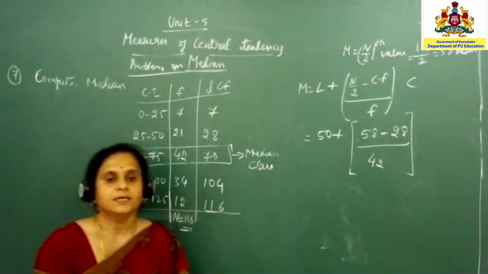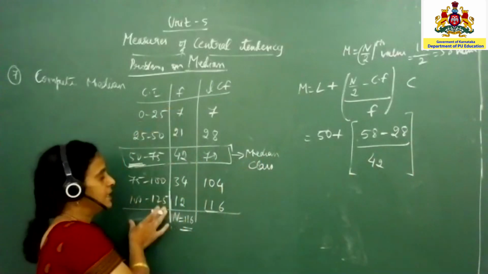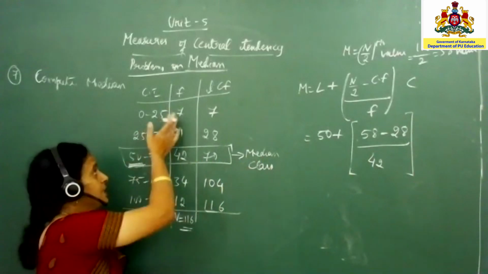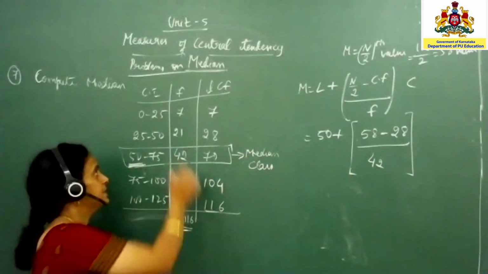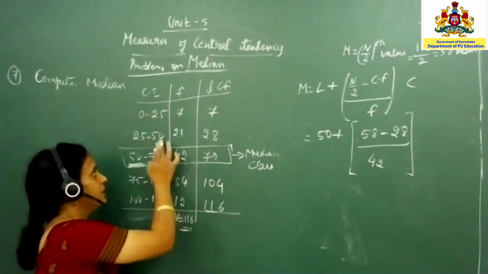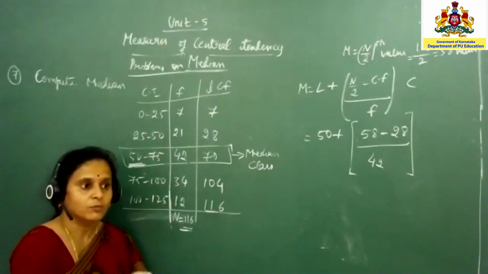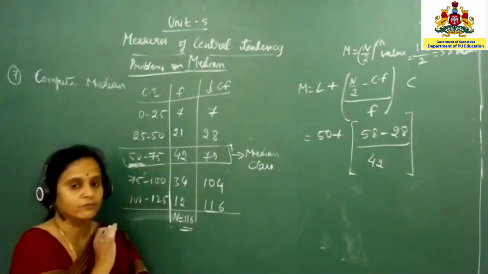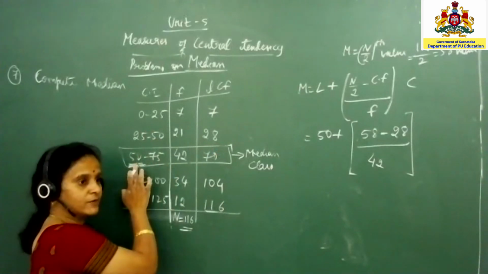What is c? c is called the width of the class interval. Here for the width, I come back to the first column. It is of exclusive form, so width means I subtract the lower limit from the upper limit whenever we have exclusive class intervals. So 25 minus 0, I get 25, or 50 minus 25, I get 25. That is a common width. But right now, I have to take this median class width. So your median class width is 75 minus 50.